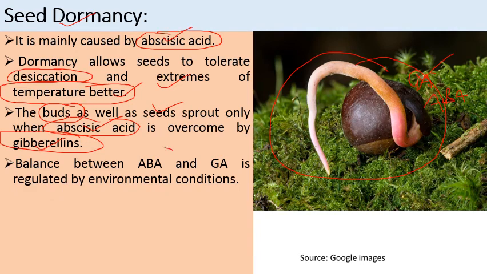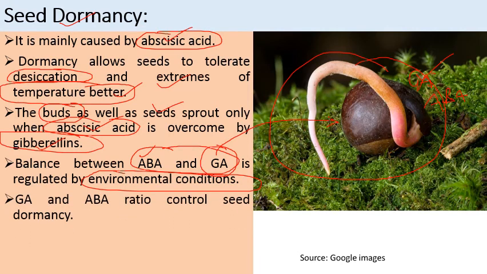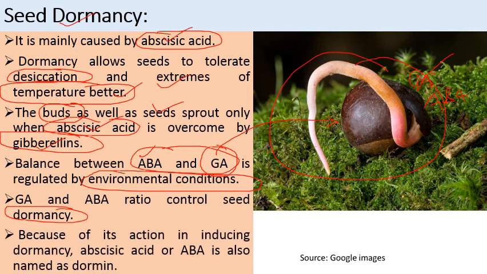So the balance between ABA and GA is regulated by environmental conditions. If the environmental conditions are tough, then the concentration of ABA is high. If environmental conditions are optimum, then the GA concentration will increase and it will stimulate the seed to germinate. So the GA and ABA ratio controls the seed dormancy. Because of its action in inducing dormancy, abscisic acid or ABA is also known as dormin, that we have already discussed.